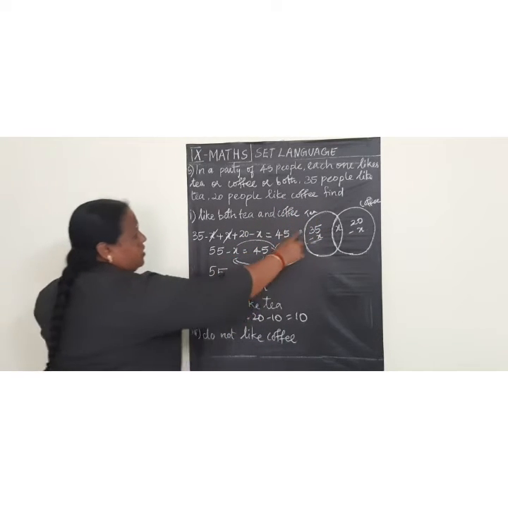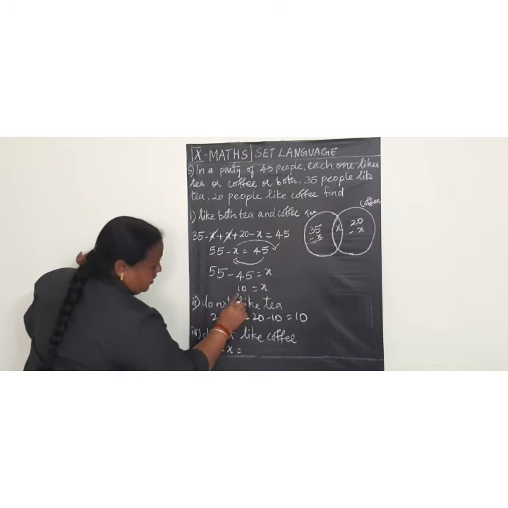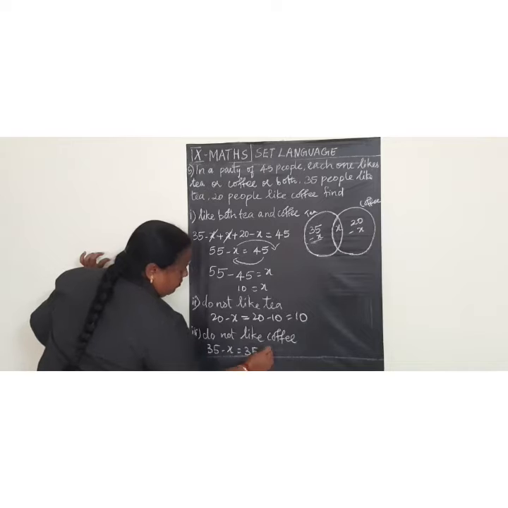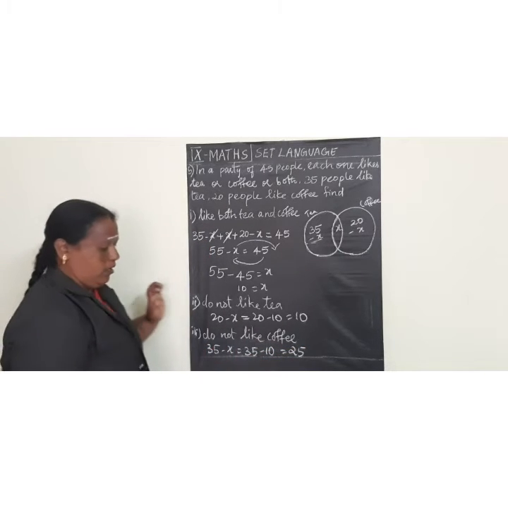So only tea means 35 minus x. So x we found that x is equal to 10. So 35 minus 10 is equal to 25. So 25 people do not like coffee.